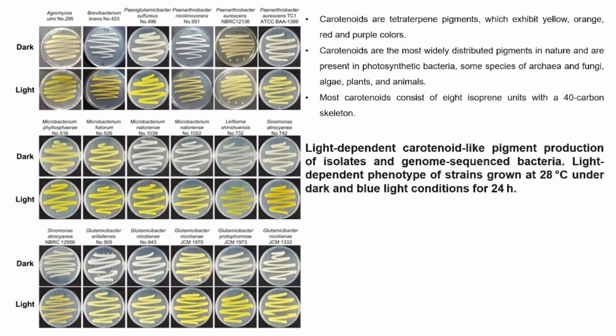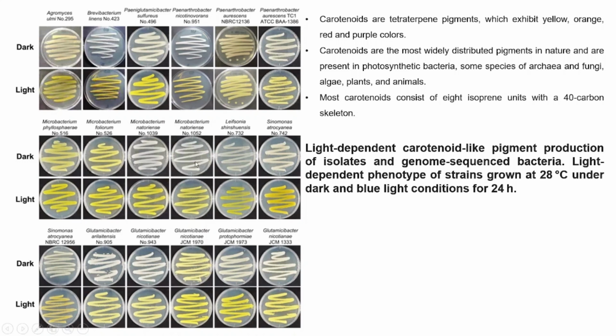Carotenoids are basically tetraterpene pigments, and they exhibit different colors like yellow, orange, red, purple. They are very widely distributed pigments in nature, and they can be found in photosynthetic bacteria also. As you can see, some of the images I've taken from a paper, this can also be seen in some species of archaea, fungi, algae, plants, and animals. Most carotenoids exist in 8 isoprene units with a 40 carbon skeleton. So that is mostly about the chemistry.